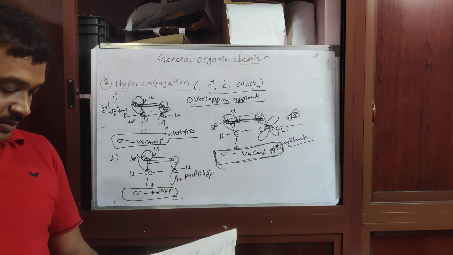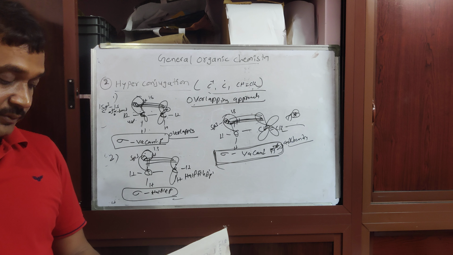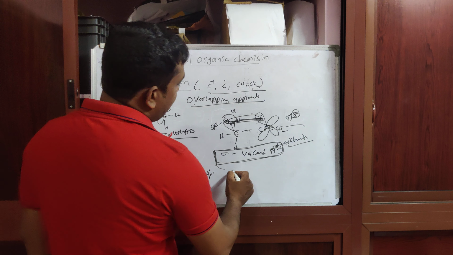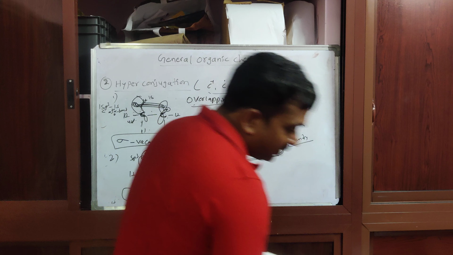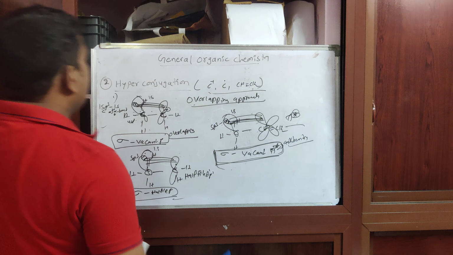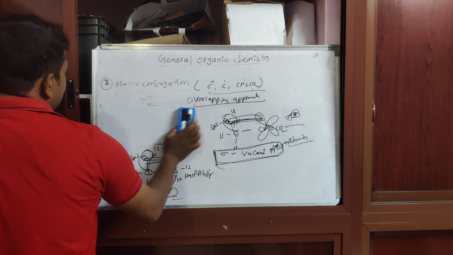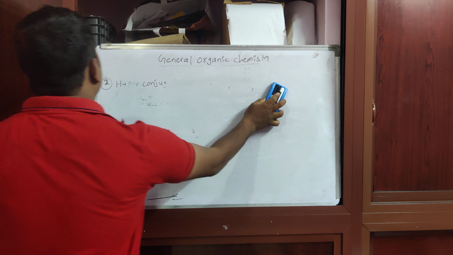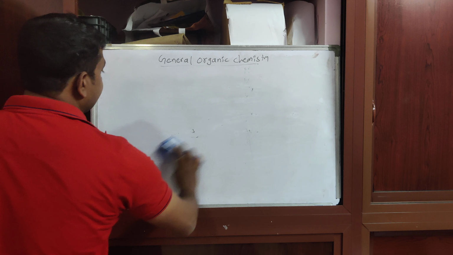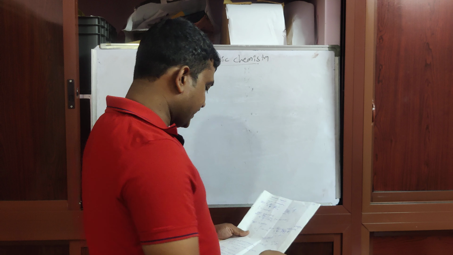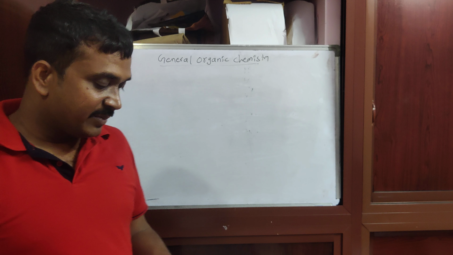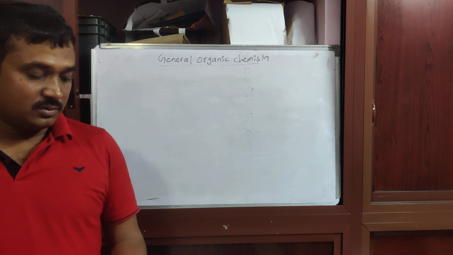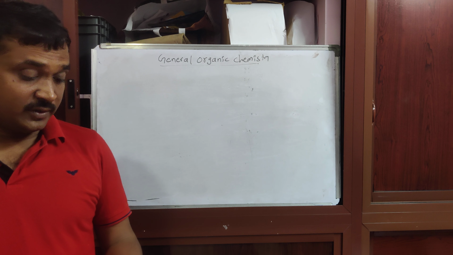This is what we have discussed so far. Next, this effect is also called the Baker-Nathan effect, no-bond resonance, and also called the chimeric effect. These are the names for the hyperconjugation effect.